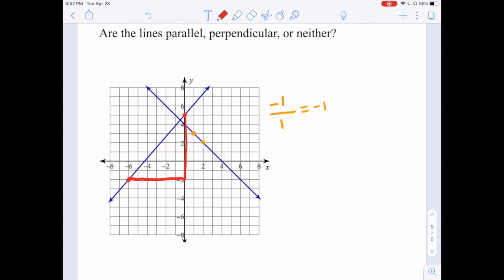Okay, so from my points, if I'm reading it right to left, it's going up, and it's going up 1, 2, 3, 4, 5, 6, 7. So up 7 over 1, 2, 3, 4, 5, 6. So my slope is 7/6. These are not the same. They're not opposite reciprocals of each other, so my lines are neither.